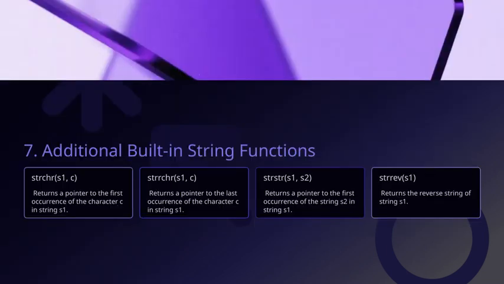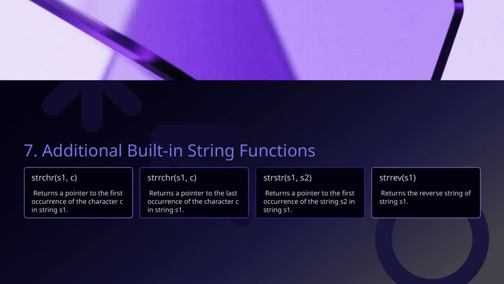Now, let's take a look at some additional built-in string functions that can really enhance your programming capabilities. First up is strchr, which stands for string character. This function helps you find the first occurrence of a specific character, c, within a string, s1. It's useful when you need to locate a character quickly.